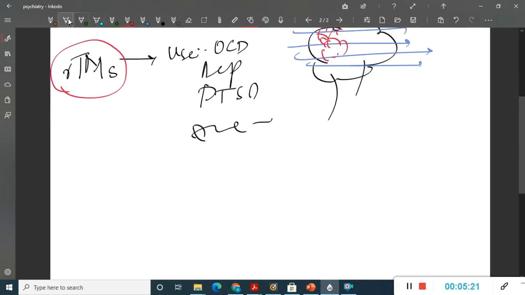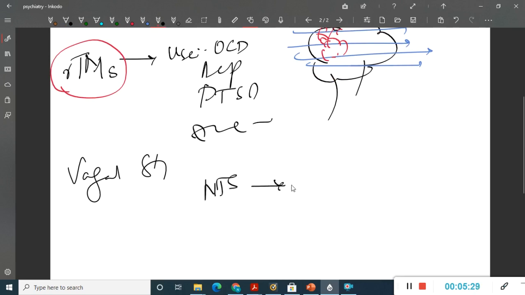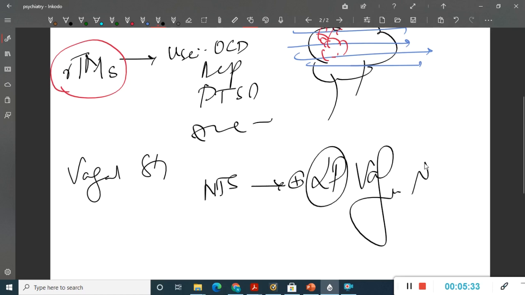Then there is something called vagal stimulation also. What is this vagal stimulation? Here, with the help of this NTS, we will stimulate the left vagus nerve. Remember, it is the left vagus nerve. When we stimulate the left vagus nerve, it will release the amines and this will improve the depression. So it can be used in depression.